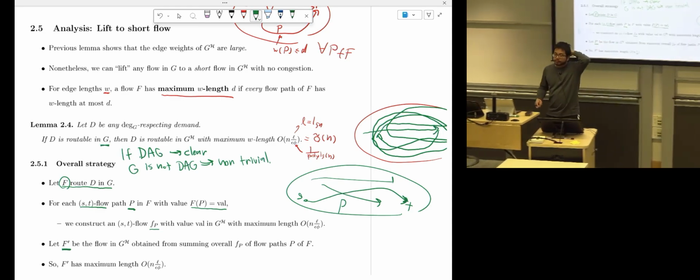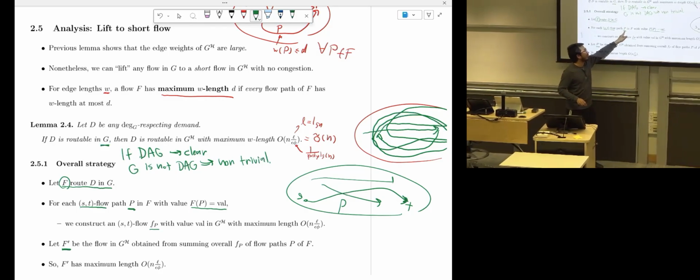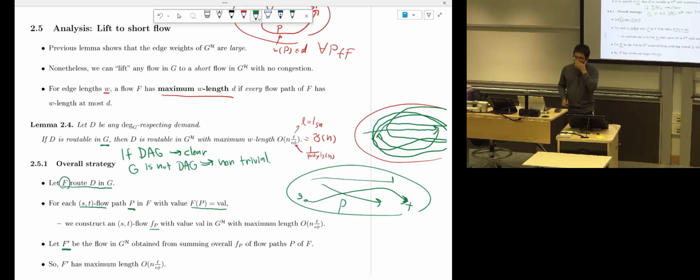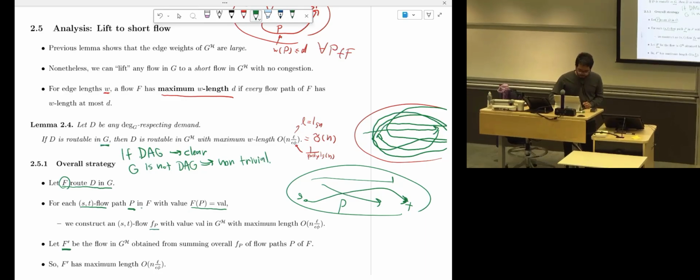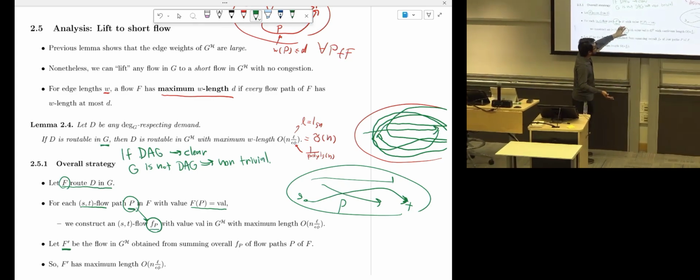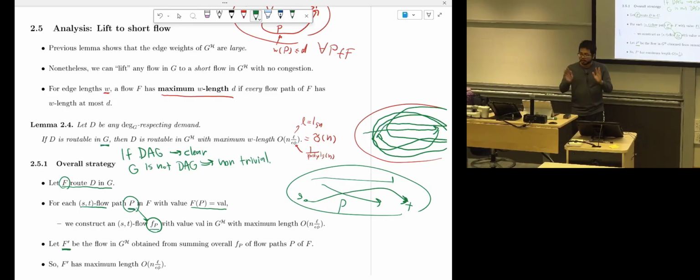That's the strategy. If I can do this, for every path that can be long, I can shortcut it to be f_P that is short, and then sum over all of them. The maximum length of f prime here would be something like n. So what I need to do is show you how to construct from path P this flow f_P, and when I sum them up, the congestion doesn't increase. That's our plan.